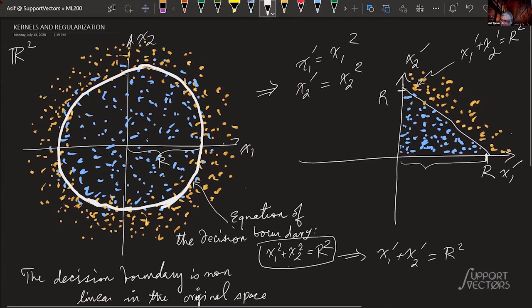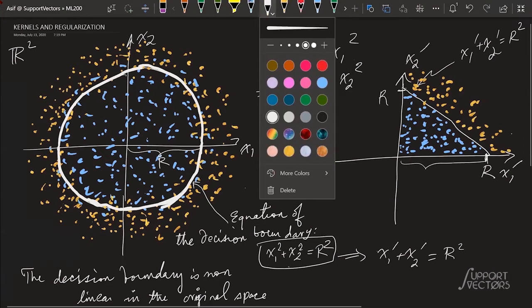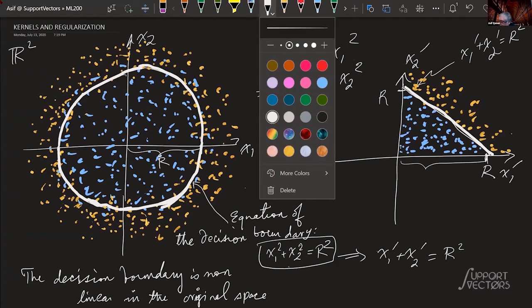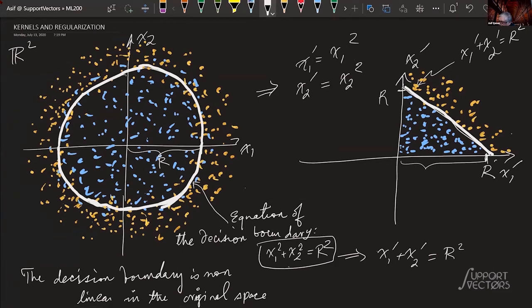Are we together, guys? It should be r squared, right? Yes, in fact, this is r squared. You mean the coordinate? You're right. You are absolutely right. That correction, thank you for pointing out. The correction is r squared.